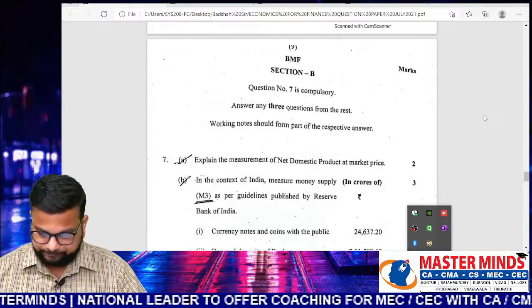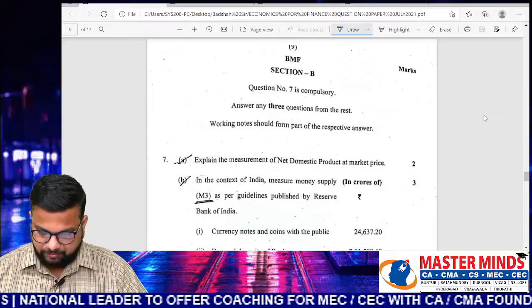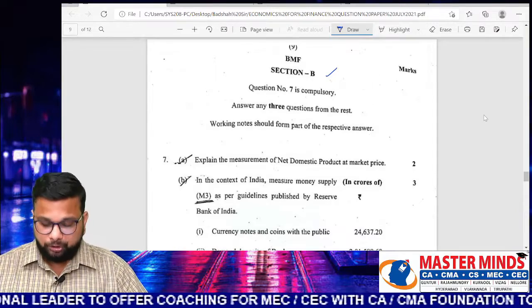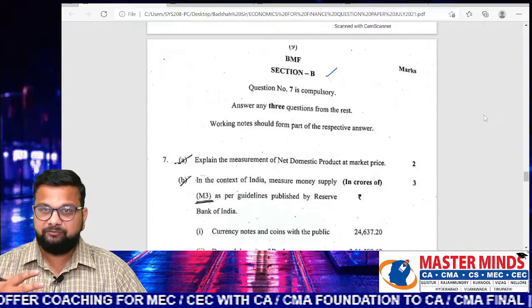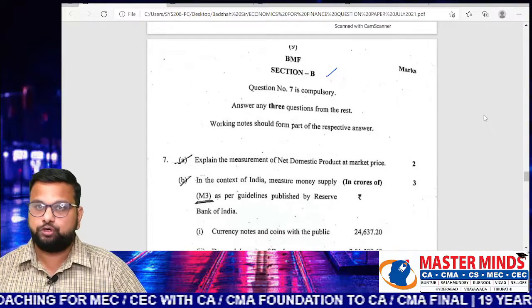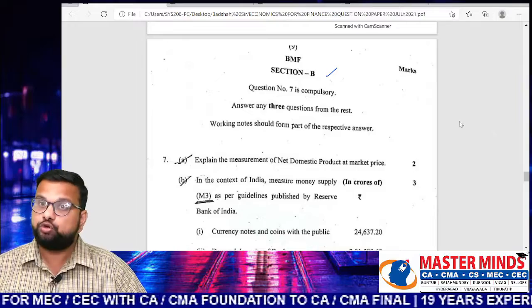So, Section B. We know that altogether we have 5 questions. The first question is compulsory, and we have to answer 3 from the remaining 4 questions. Let us see each question one by one.